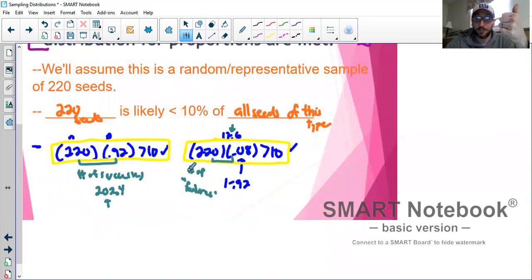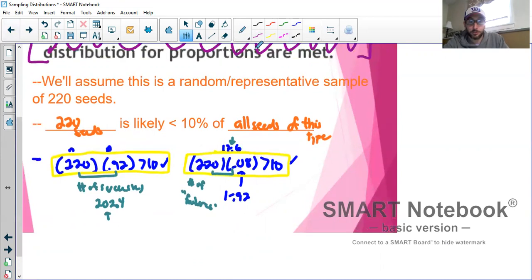So we're assuming we have a random or representative sample. 220 is less than 10% of all seeds of this kind. Success failure condition passed. The last thing we want to do is we always want to name the sampling distribution. So there's 2 ways you could do that. You could do that at the end.